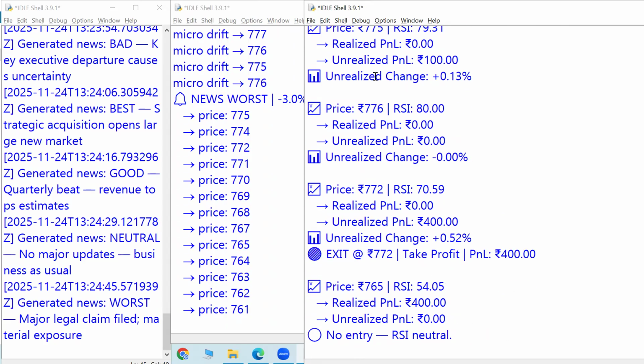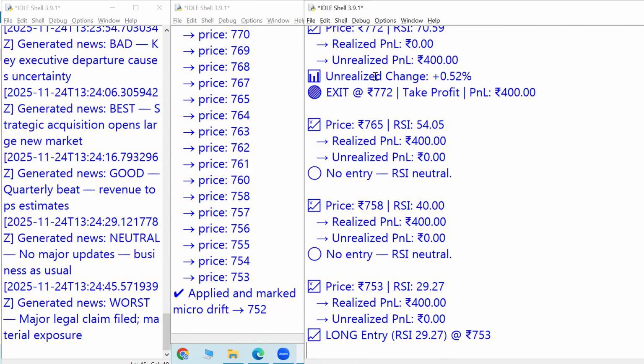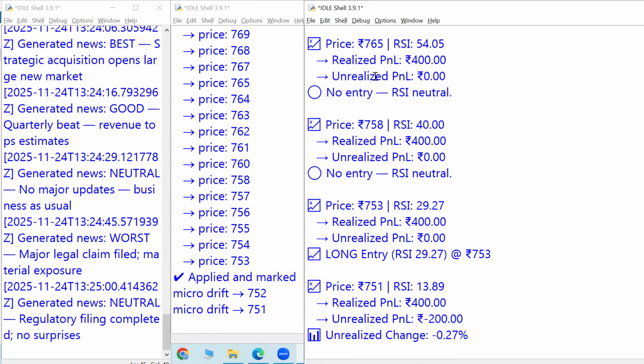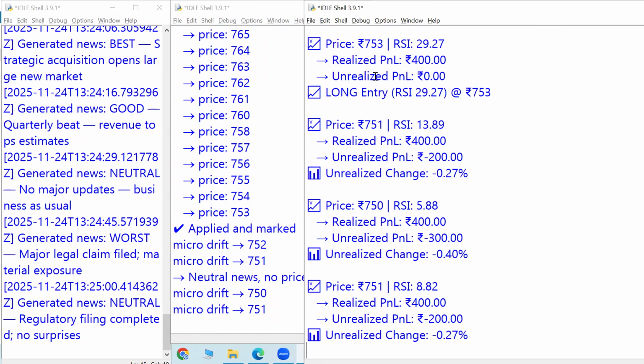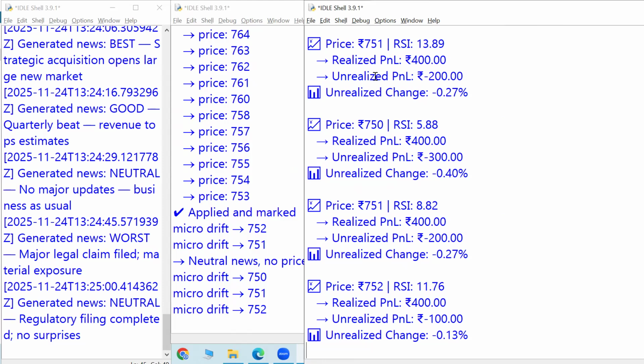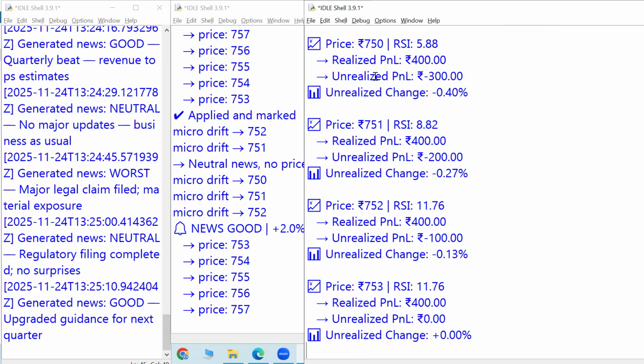Okay, we got one realized profit of 400. Again, the RSI is below 30. Below 30, I hope some good news comes. Okay, good news has come. We are going to get the profit for sure.